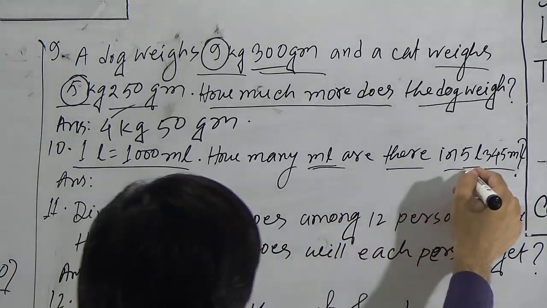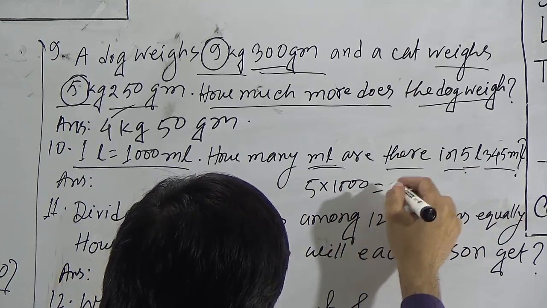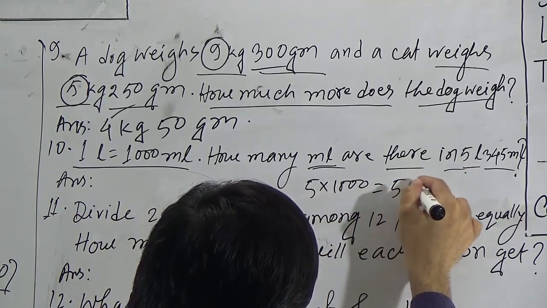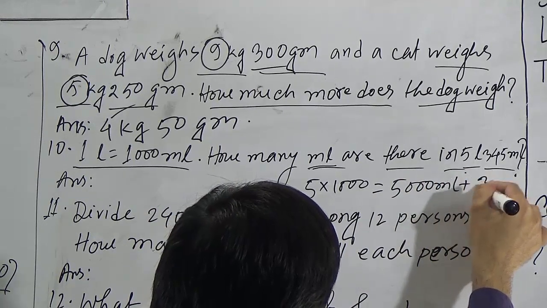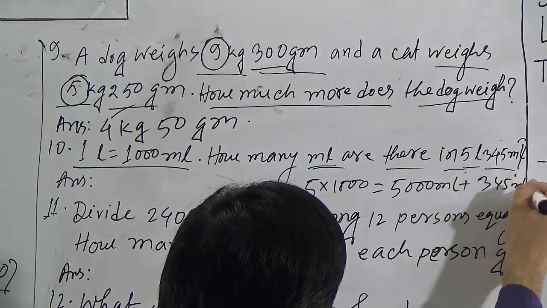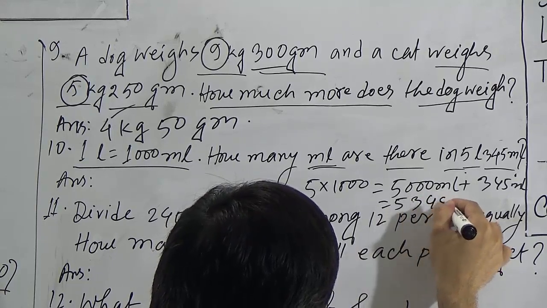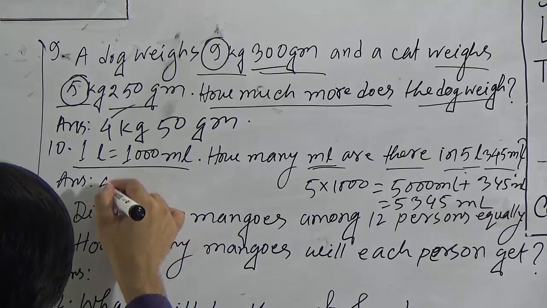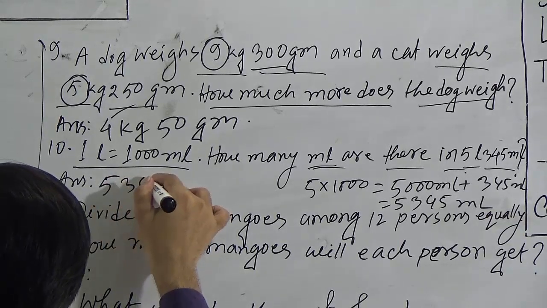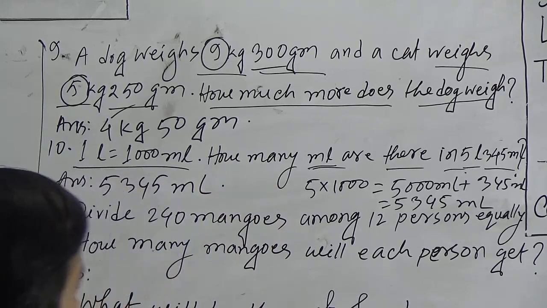Here 5 liter means 5 multiplied by 1000 milliliter. It means 5000 milliliter. Then we have to add 345 milliliter. If we add, we will get 5345 milliliter. This is our required answer.